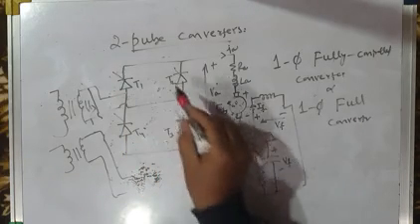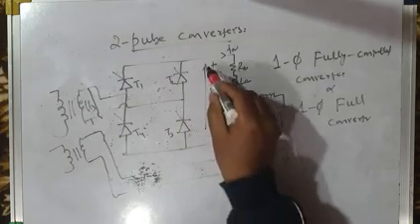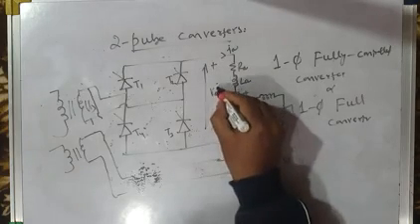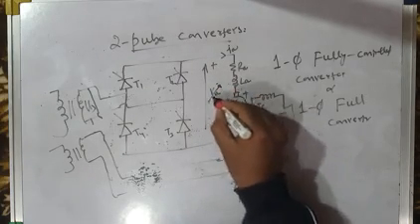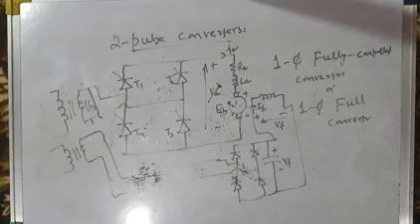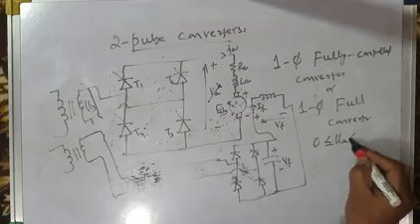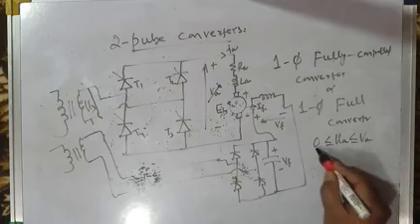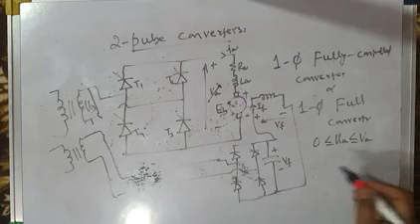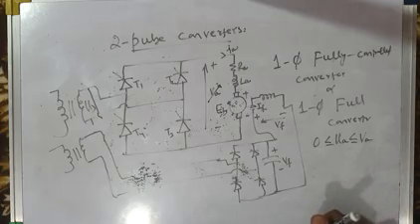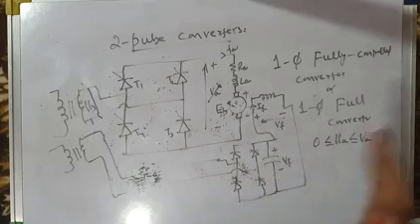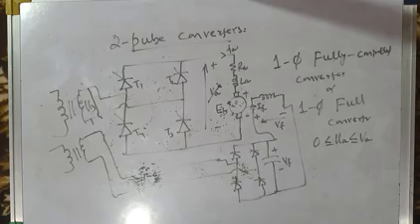So by delay angle control, firing angle control, you are able to control the average output voltage. This average output voltage of the converter, which is same as armature voltage, it is controllable. It is controllable from 0 to rated value. This armature voltage is controllable from 0 to rated value by delay angle control. You may control delay angle from 0 to 180 degrees or 0 to 90 degrees. So you get a wide range of armature voltage control, and you get a wide range of torque control or speed control of the motor.